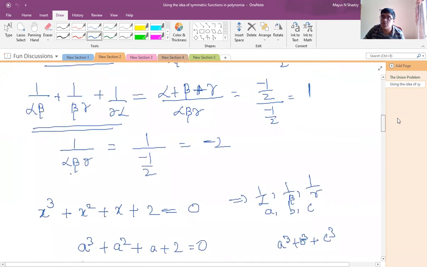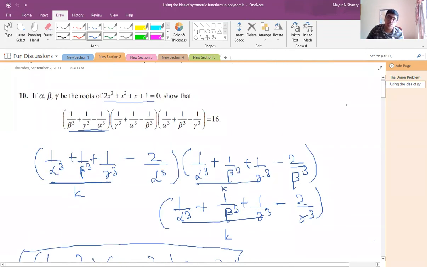And what had they given us to show? This expression evaluates to 16. And we did the same. We've got that expression to be equal to 16, and thus we are done with the problem. So this is the idea of symmetric functions in polynomial problems. It's a very helpful tool.